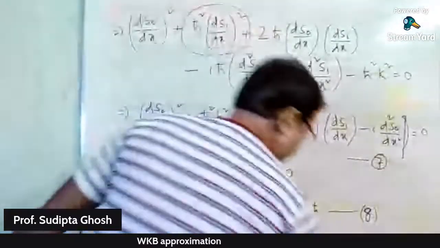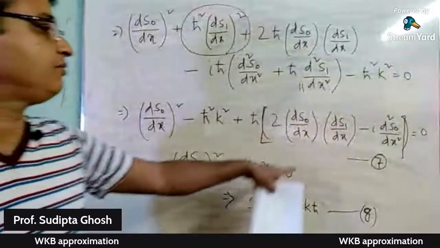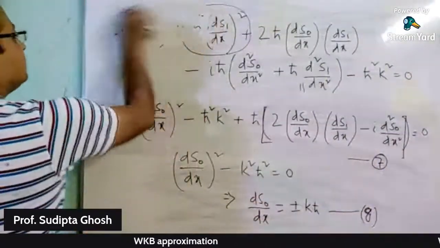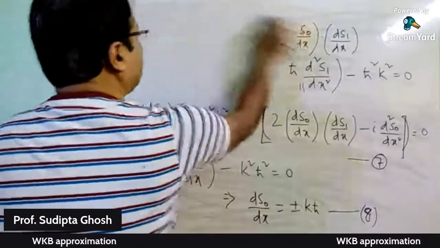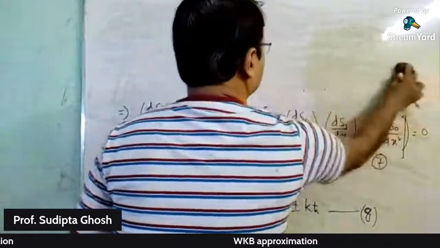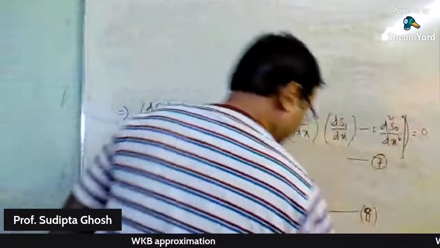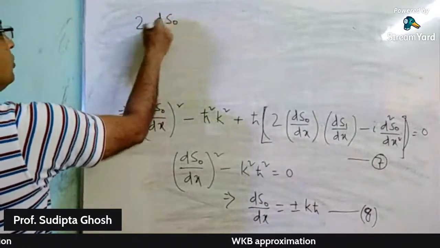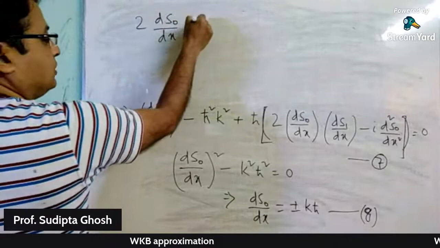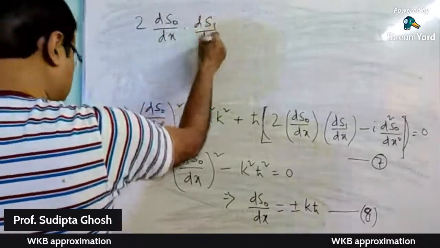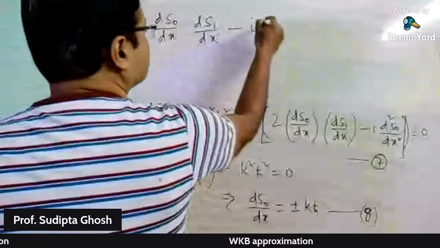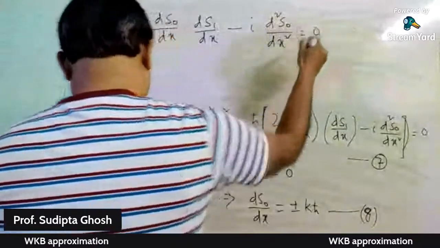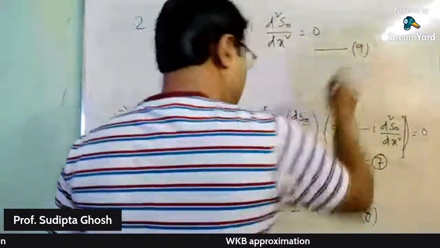What about the other equation? I get the other equation from equation 7, from the second part of equation 7. So let's move on to the second part of equation 7, and I get 2 (ds0/dx)(ds1/dx) minus i d²s0/dx² equals 0. Let it be equation 9.